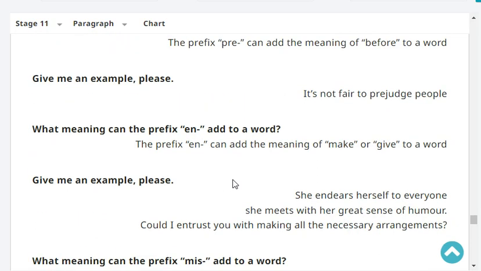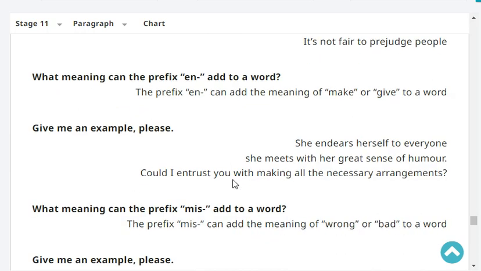What meaning can the prefix en add to a word? The prefix en can add the meaning of make or give to a word. Give me an example, please. She endears herself to everyone. She meets everyone with her great sense of humor. Could I entrust you with making all the necessary arrangements? Very good.